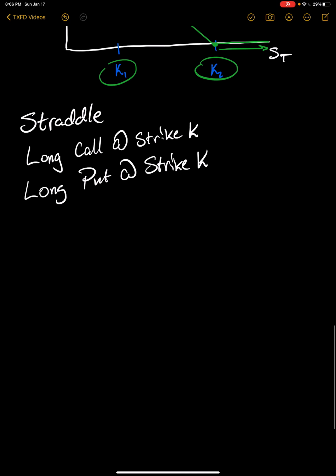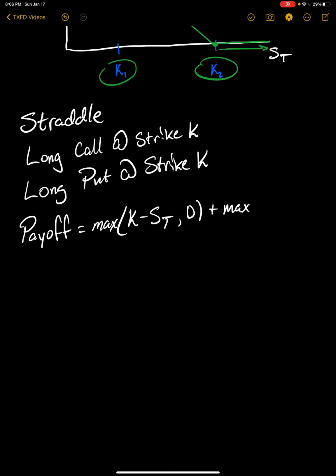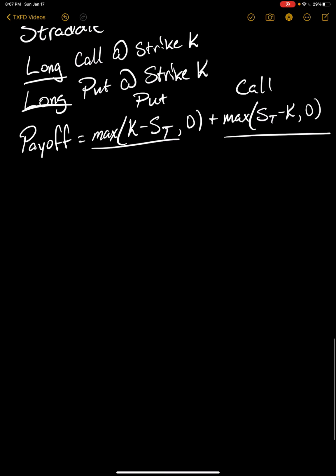So what's that going to look like? The next natural question is, what does the payoff look like? It's going to be the max of K minus S_T and 0 for the put, plus the max of the stock price minus K and 0 for the call, right? So this is the call payoff and the put payoff. We're buying them both, so we're adding the payoffs together to get our total payoff.